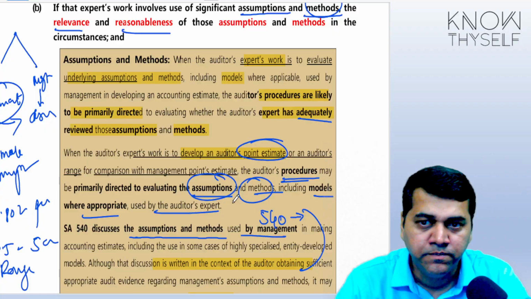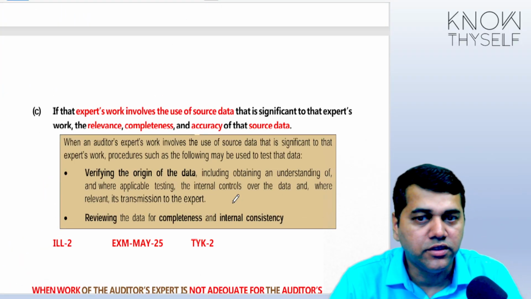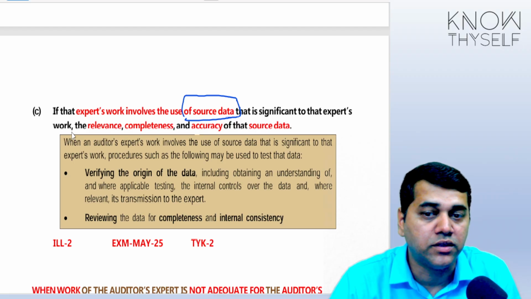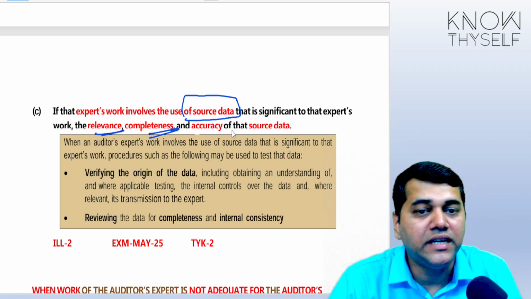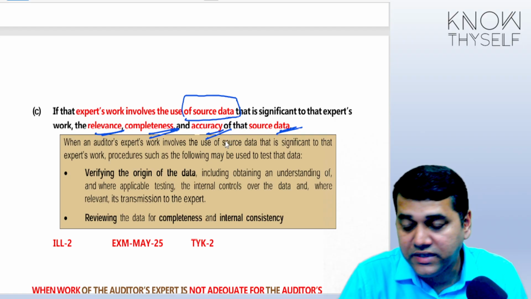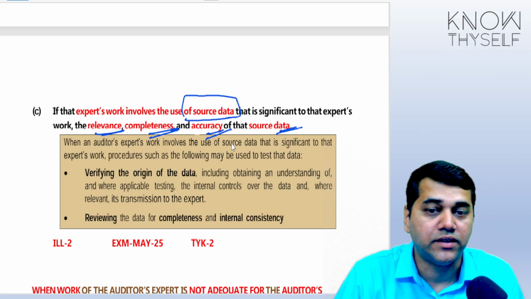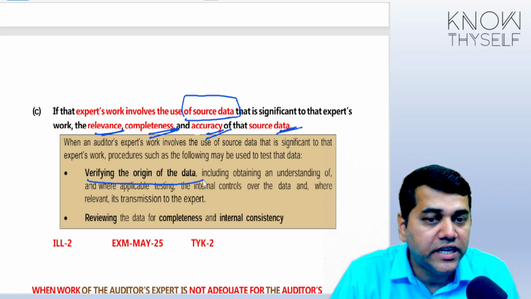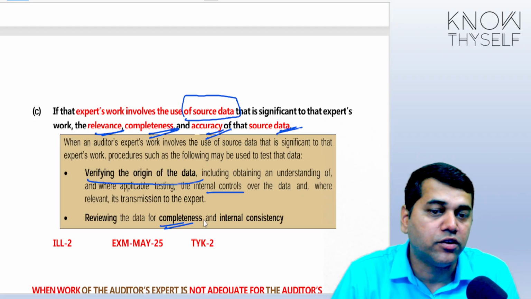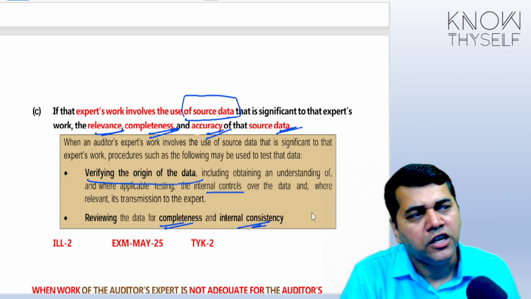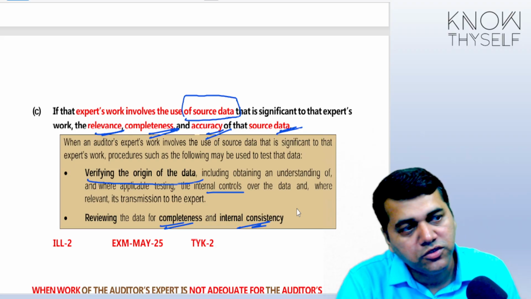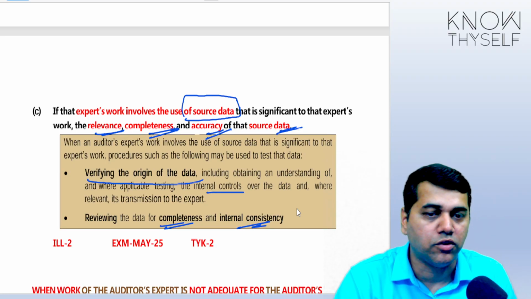I hope it's fine, students. You can ask me again on this. And if the expert's work involves use of source data that is very significant to the expert's work, then you have to check the relevance, completeness, and accuracy of the source data. From where did he get it? Is that correct? Is that complete? And is that relevant? So how do you do it? You verify the original data, including understanding the applicable internal controls over where you got it, and review the data for completeness and internal consistency. That means you sit and talk again: who gave you this data? Is that data correct? Because if your data itself is wrong, your assumptions may be correct and methods may be correct, but your findings will be wrong.